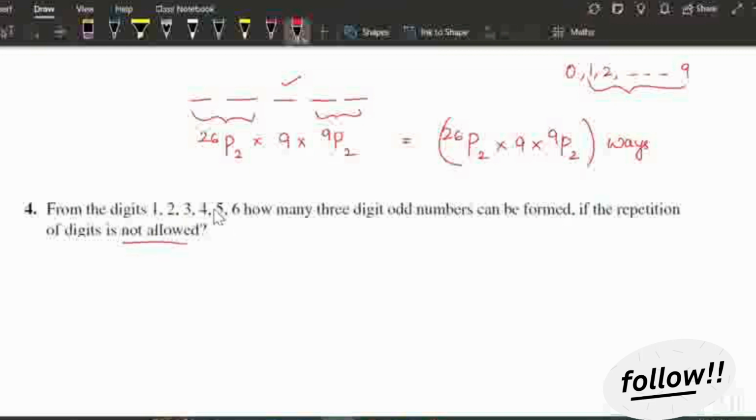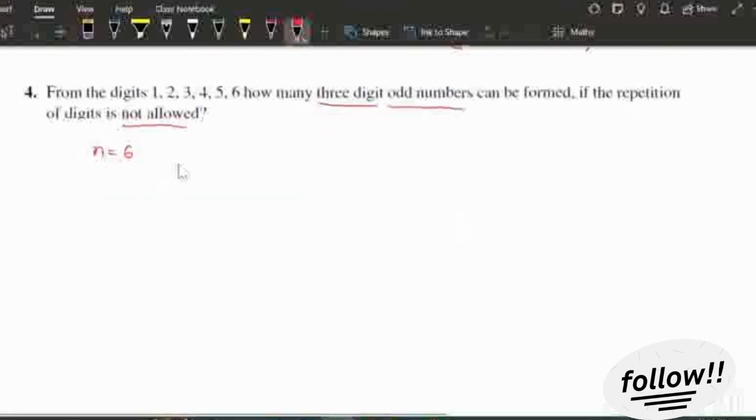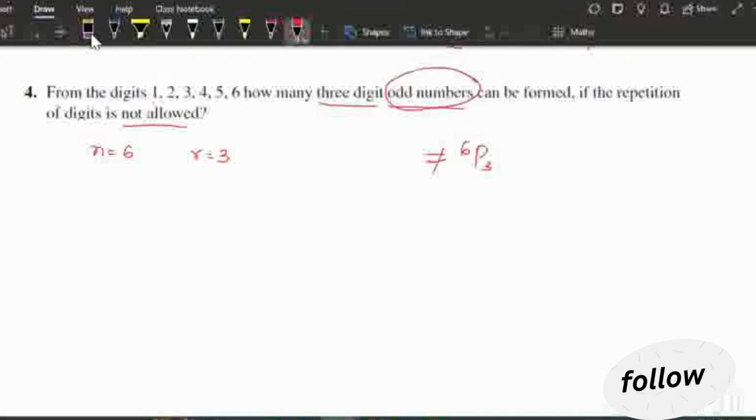So here, what digits do we have? 1, 2, 3, 4, 5, 6. So how many digits are there? 6 digits are there. You are supposed to find 3-digit numbers. Are you finding any 3-digit number? No. It has to be 3-digit odd numbers. Only 3-digit odd numbers can be formed. Here, r is 3, but the answer is not 6P3, because they have given we have to form odd numbers.